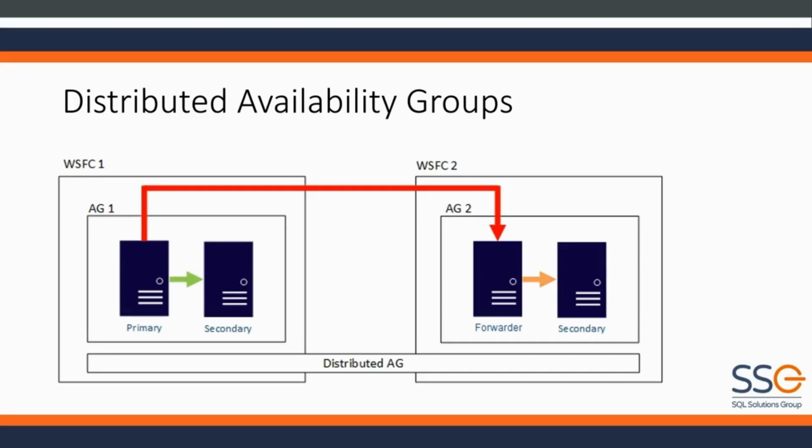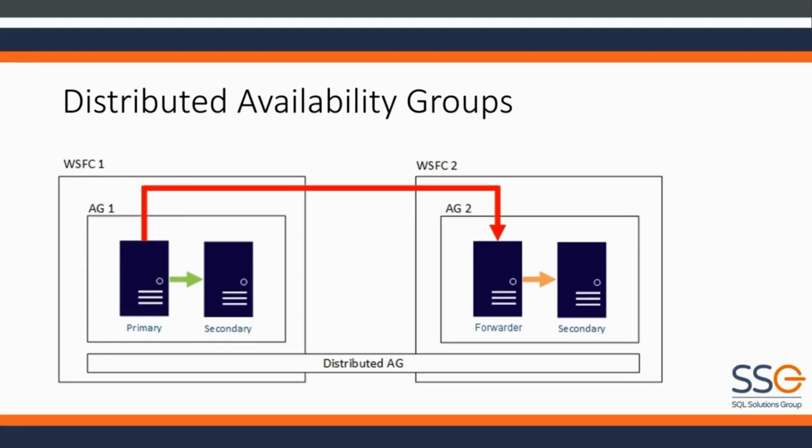But we don't want to send that replication traffic from the primary in data center one to all of the secondaries, all of the replicas in data center two, right? So that's one of the uses of distributed AGs.